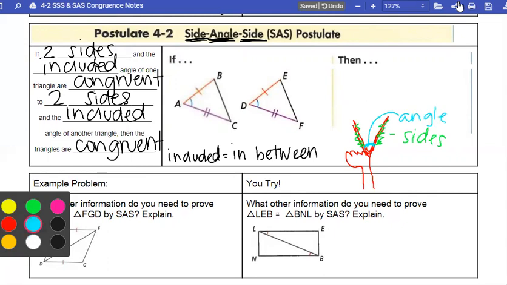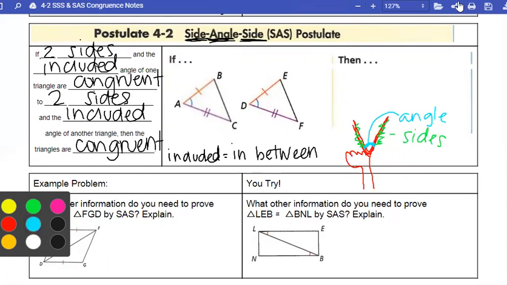So if you're ever stuck somewhere and you're trying to figure out if it's side, angle, side, open up your two fingers, put them over your triangle, and if the sides touch your fingers and the angle is in between your fingers, then you have side, angle, side. But if not, then it is not side, angle, side. So our angle has to be included. Our angle has to be in between our two sides.